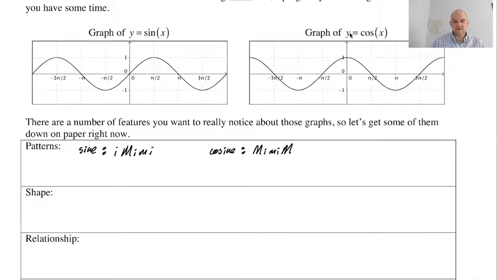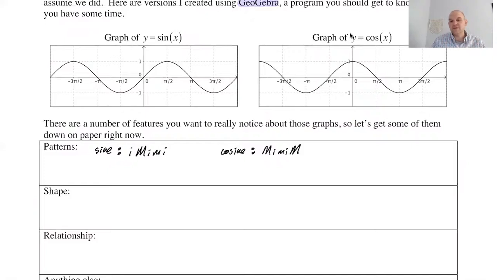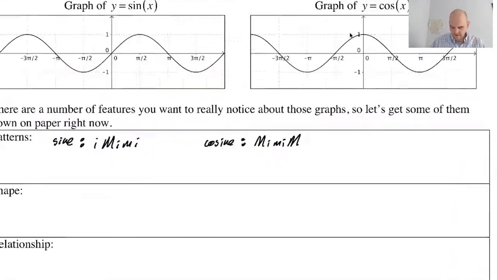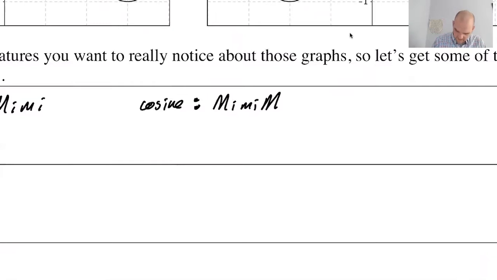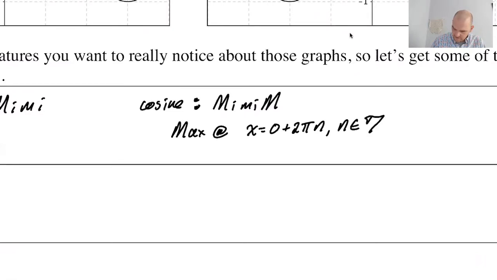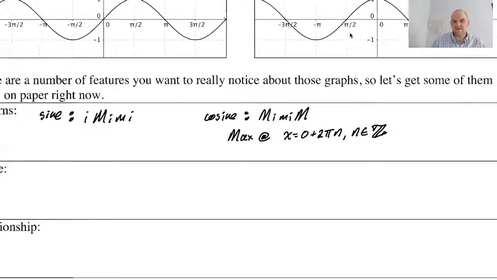I mean, you have a maximum starting at 0, then at 2 pi, so you have a maximum at every 2 pi. So let me just write that. We have a max at x equals 0 plus, we keep adding 2 pi times n, but if you remember, we have to make n an integer, so we do this.